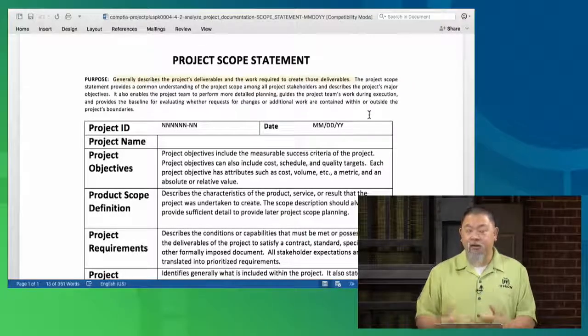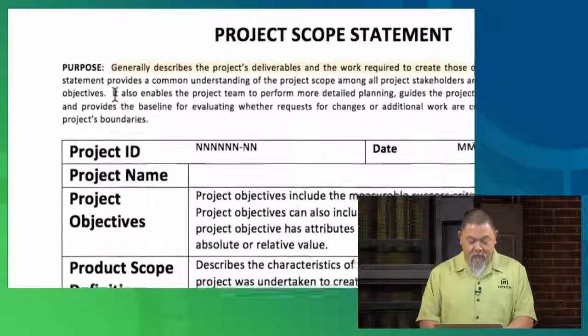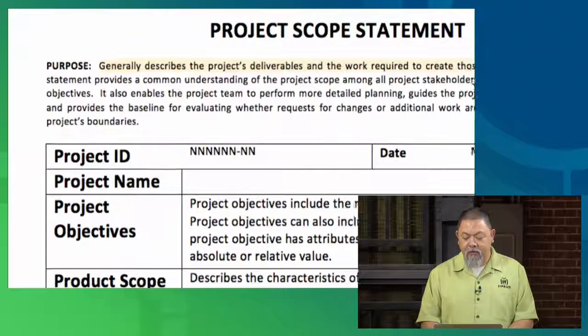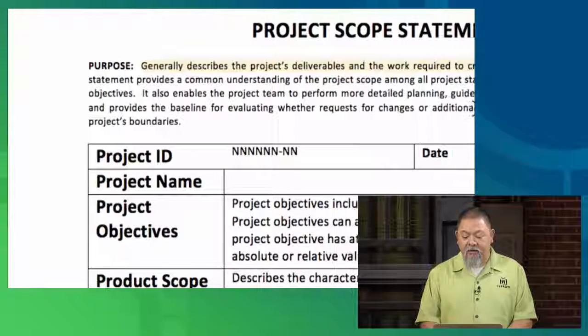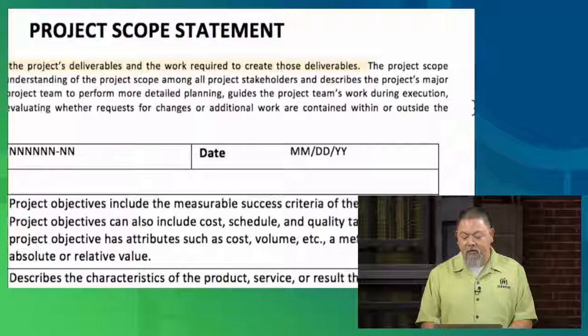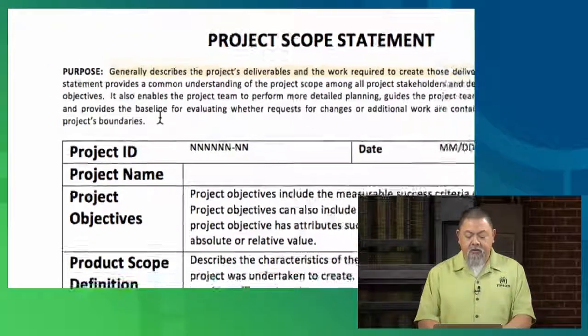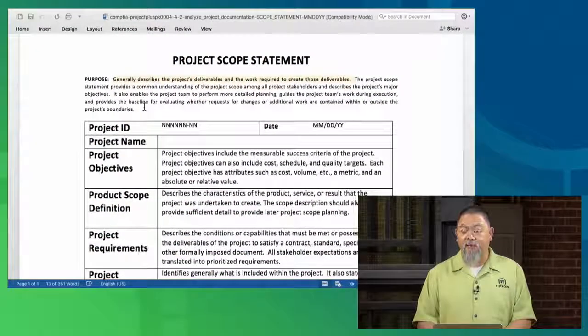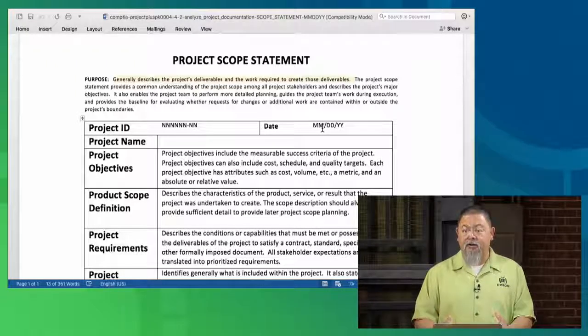If you're not exactly sure what needs to go in here, it normally gives you the purpose, and it allows you to do everything else here too. So notice that it enables the project team, let me see if I can zoom in here, to perform more detailed planning, guides the project team's work during execution, and provides a baseline for evaluating whether requests, changes, or any additional work fall within or outside of the project's boundaries. So it really does provide all of that for us. And so when we start, we want to make sure that this is one of the very first things we work on: to identify the scope, the limitation of our project.